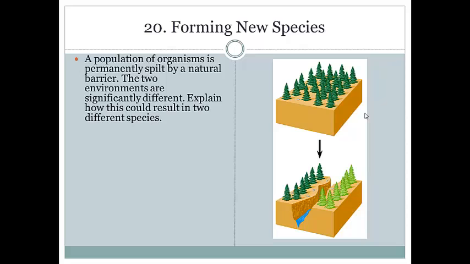Next question is about forming new species. There's a population of organisms that are permanently split by a natural barrier. The two environments are going to be significantly different. So explain how this could result in two different species.